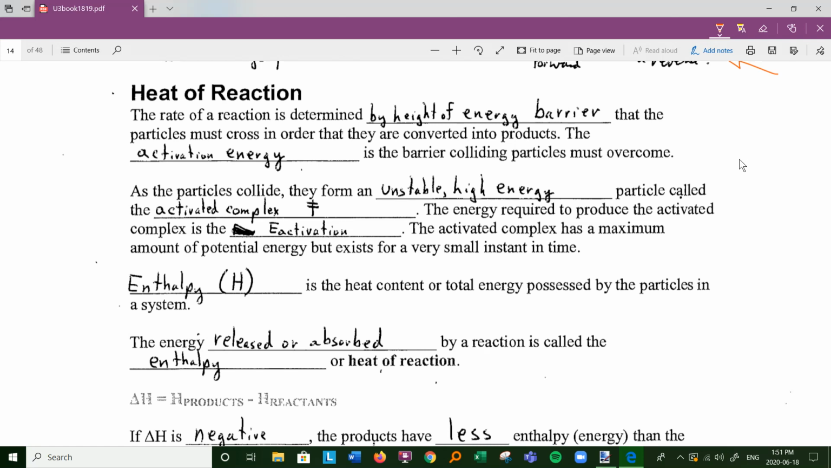As the particles collide, they form an unstable high-energy particle called the activated complex. Let's not use the word particle there. Let's use the word system. I like that better. An unstable high-energy system called the activated complex. The energy required to produce the activated complex is the energy of activation. The activated complex has a maximum amount of potential energy, but exists only for a small instant of time. Okay? And so it's the most unstable arrangement of colliding particles.